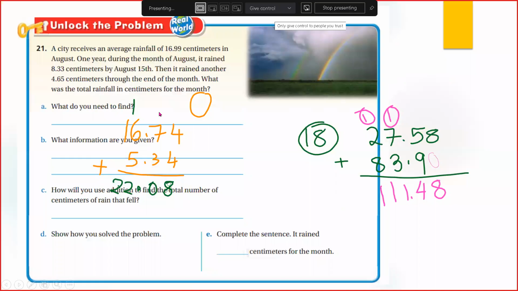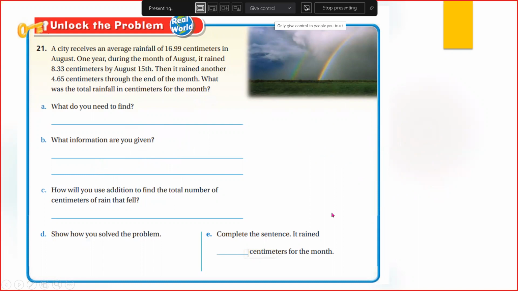Okay. Now, I want you, please, open your book, page 198. A city receives an average of rainfall of 16.99 centimeters in August. One year, during the month of August, it rained 8.33 centimeters by August 15. Then it rained at the end of the month with 4.65 centimeters. What was the total rainfall in centimeters for the month?